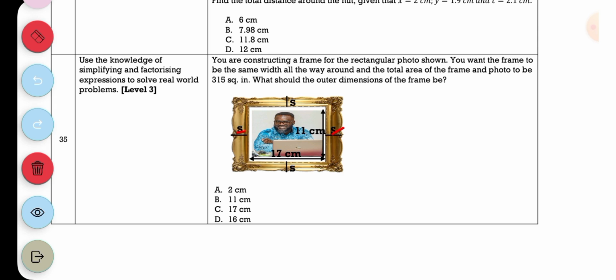First of all, you need to know that this is in centimeters, this is also in centimeters, but the total area of the frame is 315 square inches. So the total area is actually going to be the outer part. Now, there's this equation you can work with to get your final answer. You're going to have 11 plus 2s. Why 2s? The distance from this point to this point is 11 plus 2s, and the reason is the inner is 11 centimeters.